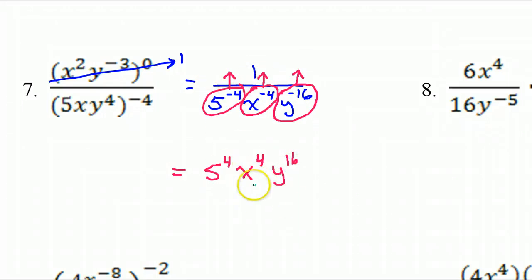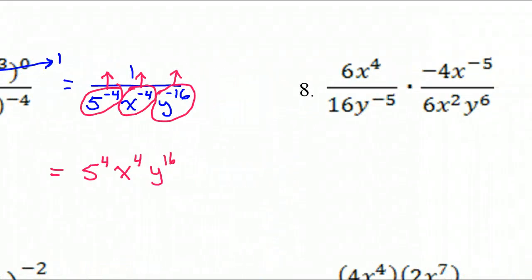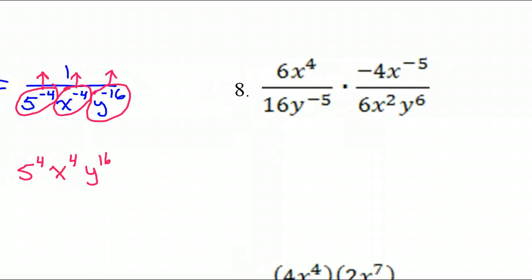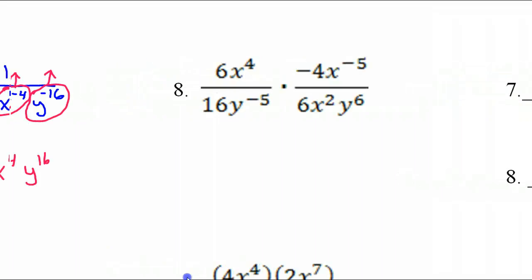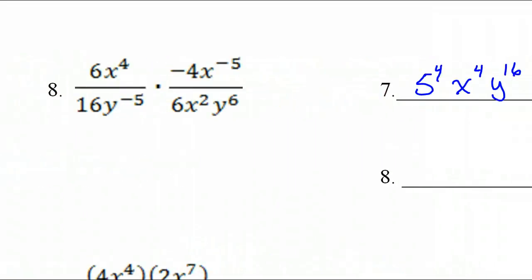Alright, since everything's in the top, I don't need a 1 or anything in the bottom. And I told you if you have the 4th power or higher, I'm going to let you leave it like that. So we'll just leave it like that. So 5 to the 4th power, x to the 4th power, y to the 16th power. Now if you did this out and got the number, whatever that is, that's fine also. Okay, time for number 8.